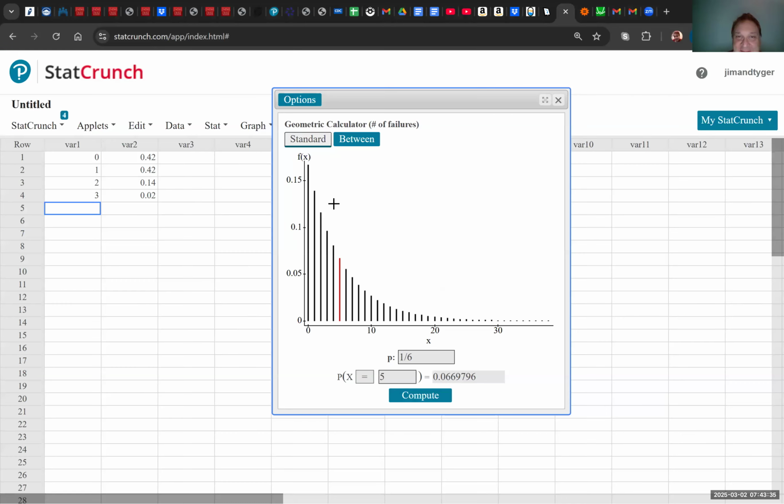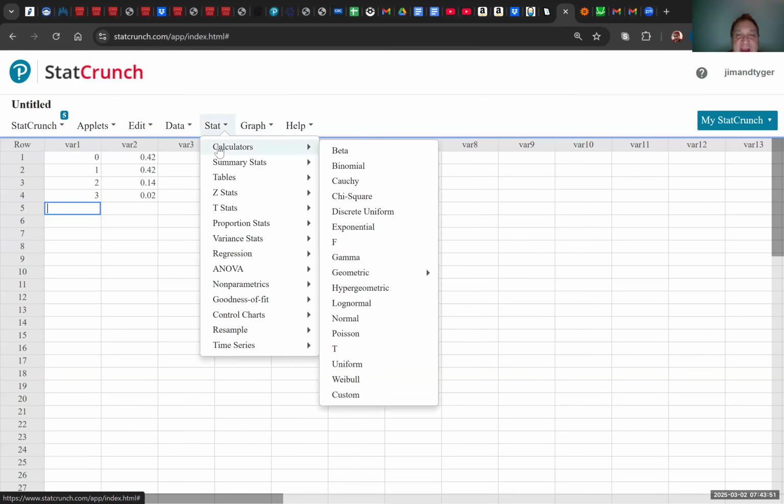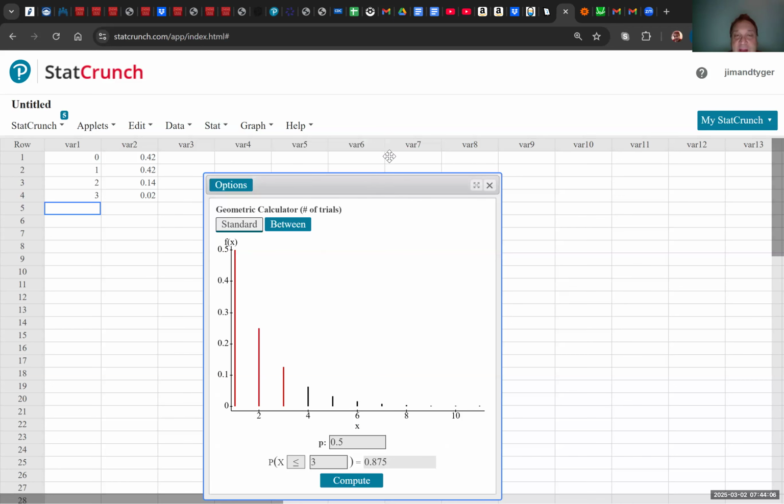This is the geometric calculator for the number of failures. So we're trying to find out the first time a failure occurs. This is not the option I want, so I'm going to close this. I was trying to remember, and I remembered it wrong. I apologize. So I'm going to go to Stat, Calculator, Geometric, and we're going to do trials. We're going to know how many trials until we get a success, right? So I clicked on the wrong thing because I remembered it backwards. So we're going to click on the bottom one, the trials, for our homework. Make sure you do that one.